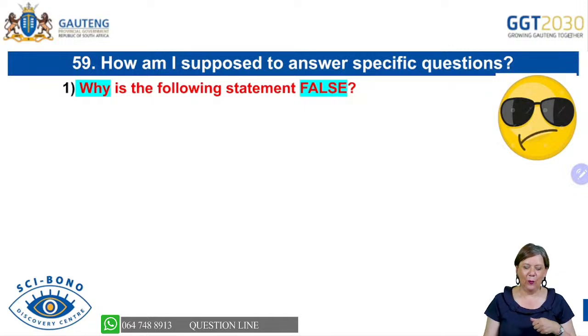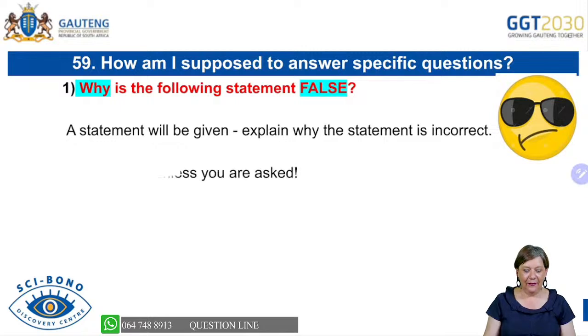First question, why is the following statement false? Now, can you see what I've done? I've highlighted the why. What do they want? They want to know why it is false. So you have to give me evidence to tell me why the statement is not true.